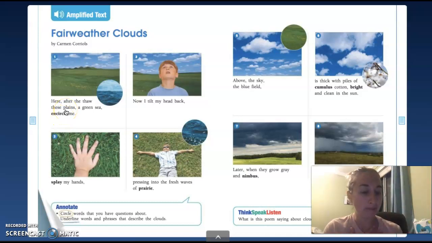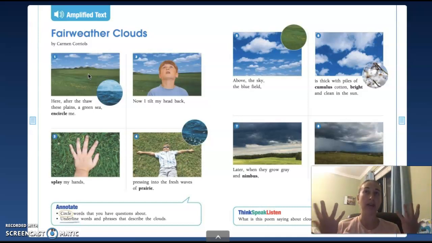All right, I'm going to read the first panel one more time. Here, after the thaw, these plains, a green sea encircle me. So, remember, he's comparing the prairie to a large sea because they're both large. And a prairie is green as an ocean is blue, and it encircles him, so it surrounds him. So as he's laying in this prairie, the green grass is surrounding him or encircling him.